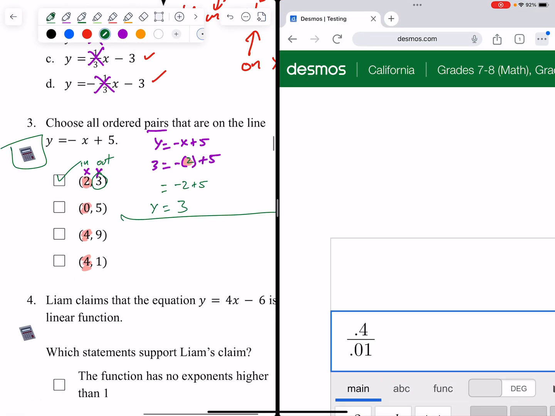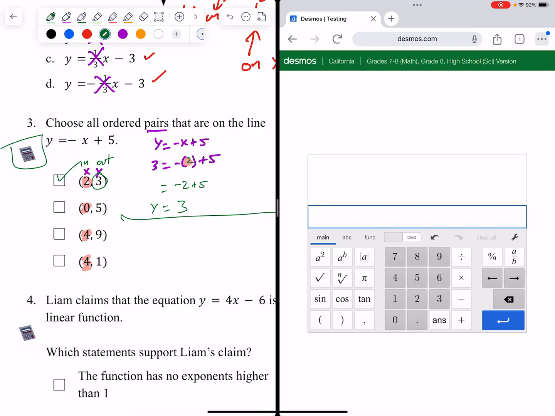And here's what I'm talking about. I'm going to clear that. I don't have to put y. I just have to put this right here. So negative x, where's my negative? There it is, plus 5.